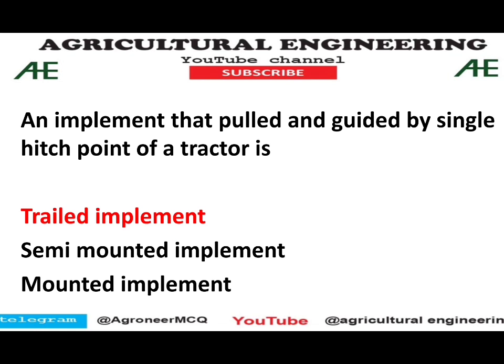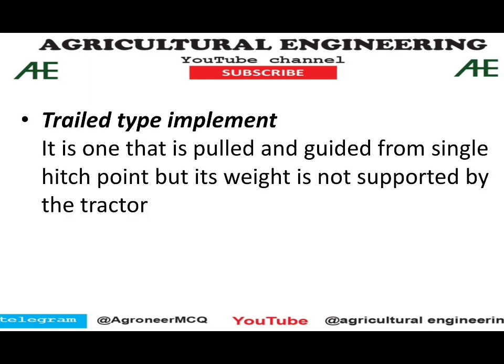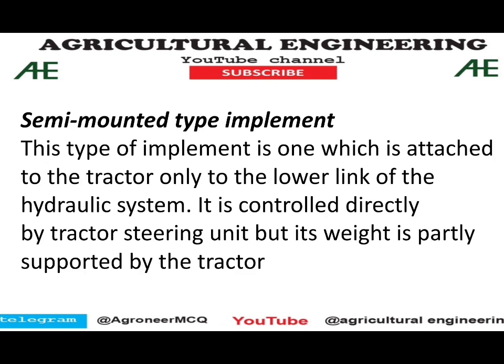An implement that is pulled and guided by a single hitch point of a tractor is called a trailed implement. Trailed type implement: it is one that is pulled and guided from a single hitch point, but its weight is not supported by the tractor. Semi-mounted type implement: this type of implement is attached to the tractor only at the lower link of the hydraulic system. It is controlled directly by the tractor steering unit, but its weight is partially supported by the tractor.